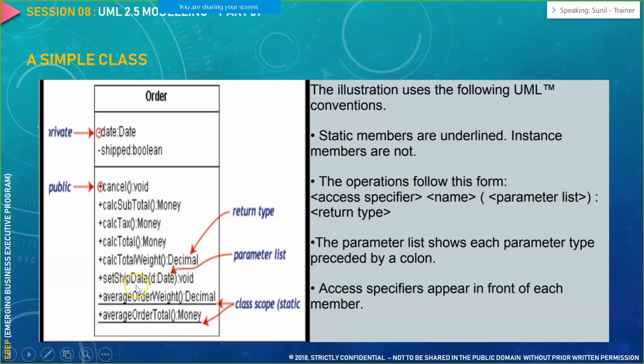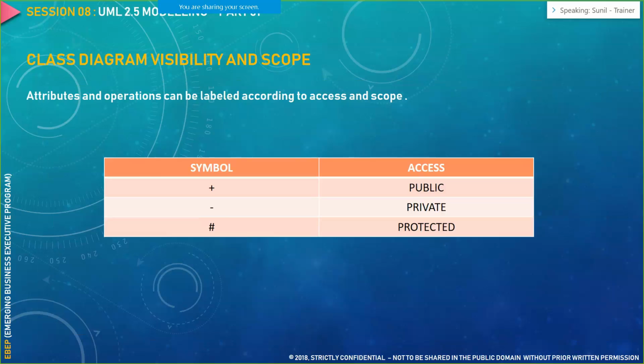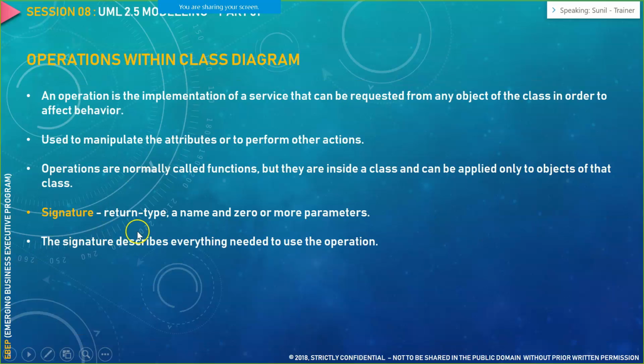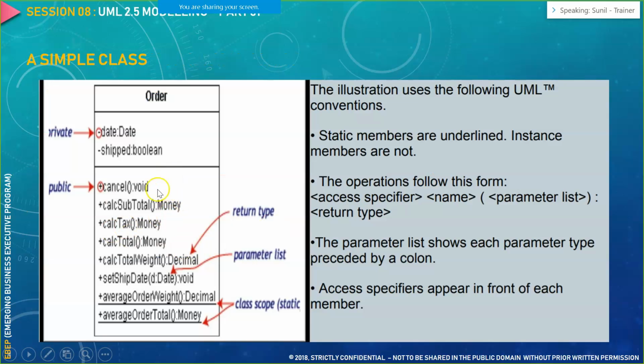So whenever we are creating a particular operation, it would have particular attributes or parameters associated with it. For example, if we want to calculate a shipping date, where would we get this shipping date parameter? From this date, which is actually a private attribute. And all the operations or functionalities would have an access level associated with them, whether it's a public functionality, a private functionality, or a protected functionality. So that is what it talks about here. The signature, the return type, a name, and zero or a specific number of parameters. So if you see here, there is a specific return type.